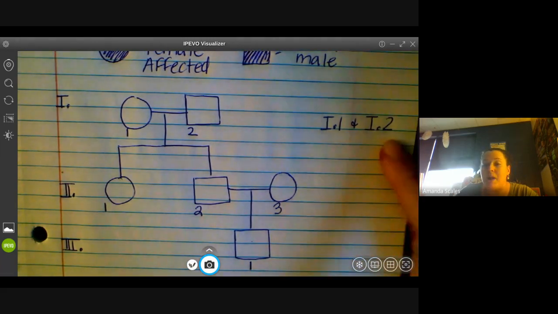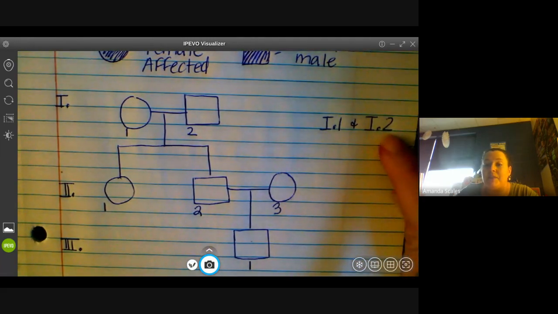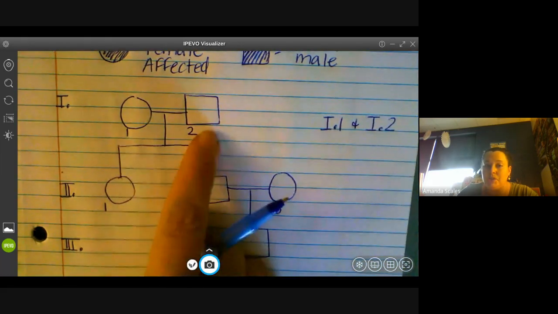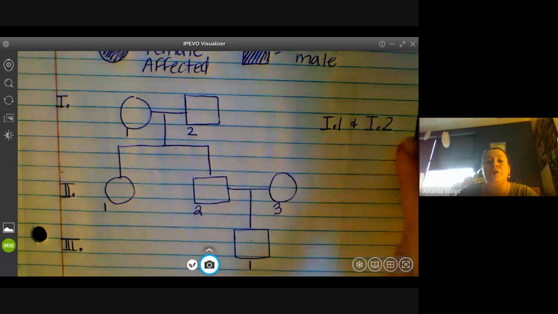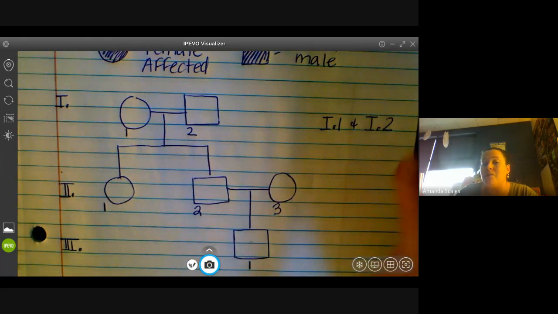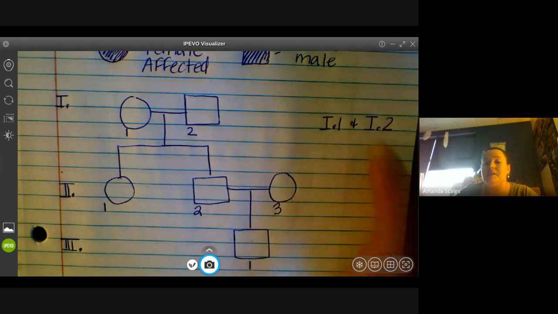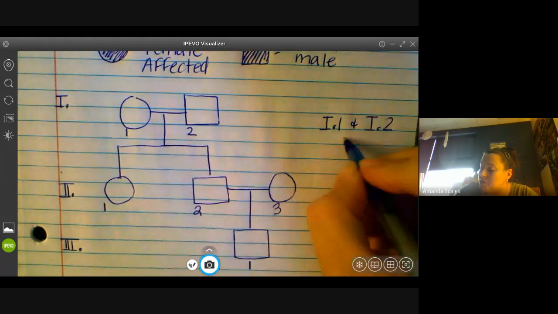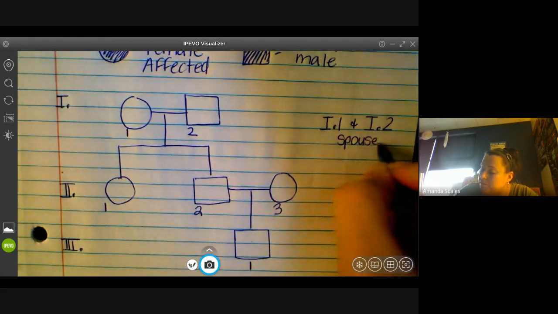Let's say you're given a practice problem where you have to find the relationship between 1.1 and 1.2. Now you know who in the family to look at. So we already talked about this. These 2 people here are married to one another, so they are spouses. They're husband and wife.